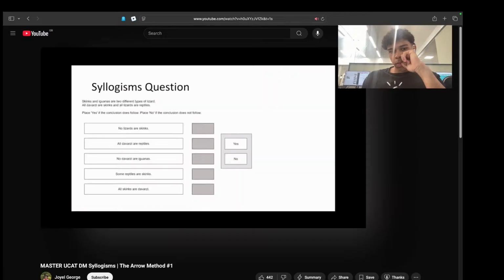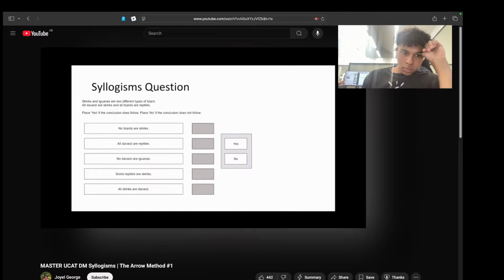Okay, let's move on to our very first question. It's quite a nice one, which I've chosen just so I can demonstrate my technique. Then I'm going to take you through two other examples that are different styles of syllogism questions, showing you how my method can be used for each of them.